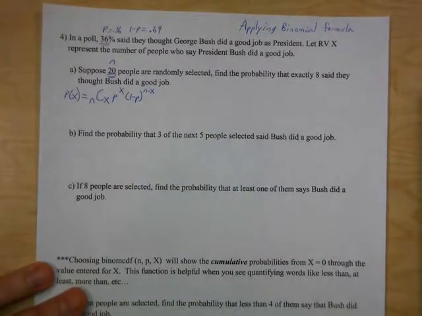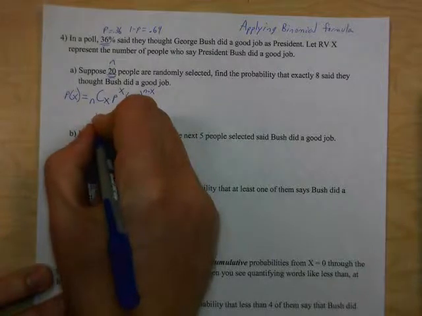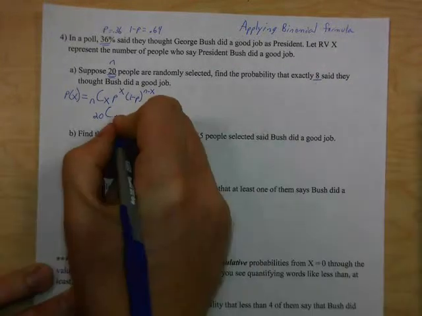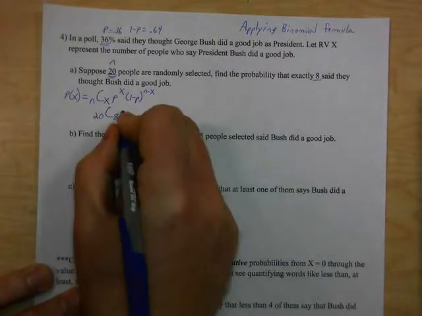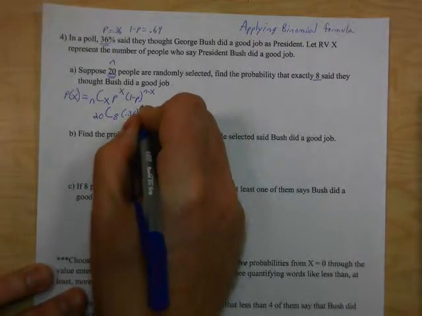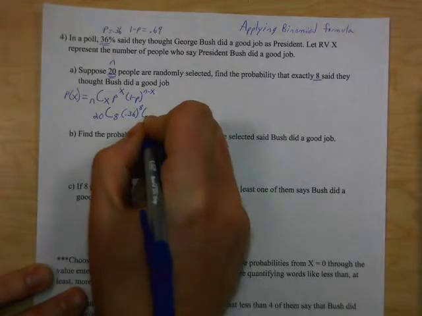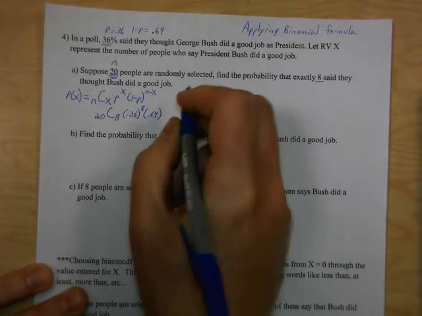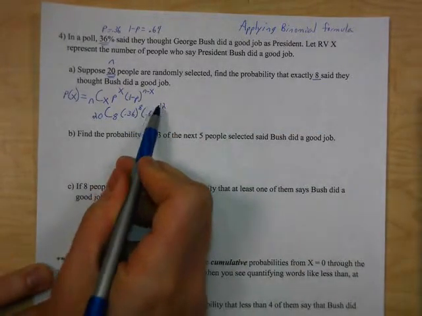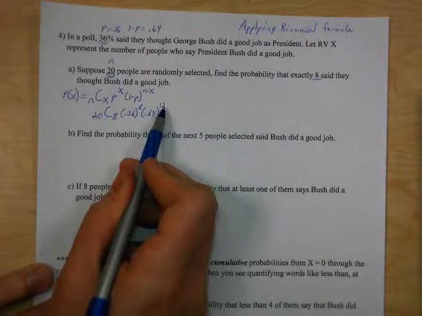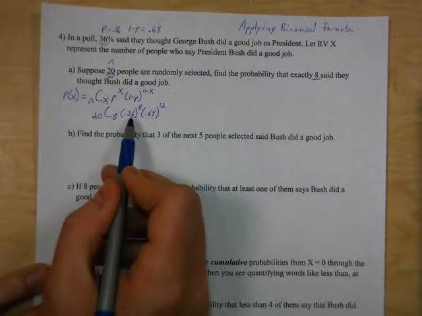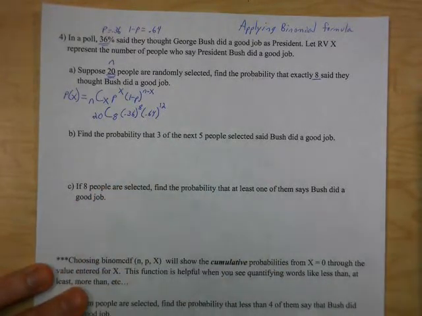Well, if we think through this common sense-wise, we have 20 people. You want to choose 8 successes. The probability of success on any single try is 0.36. You need 8 of them. The probability of not a success on any single trial was 0.64. And you need 12 of those, because if you had 8 successes, that meant there were 12 failures. So again, rather than try to memorize that crazy formula, thinking through it common sense-wise will make it a lot easier.